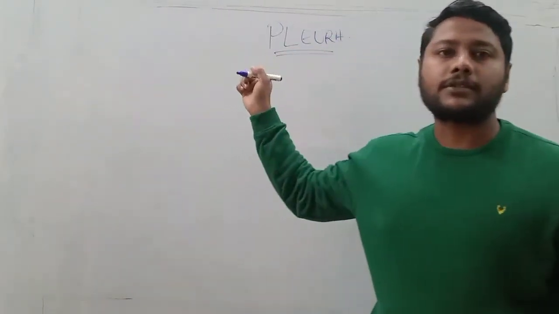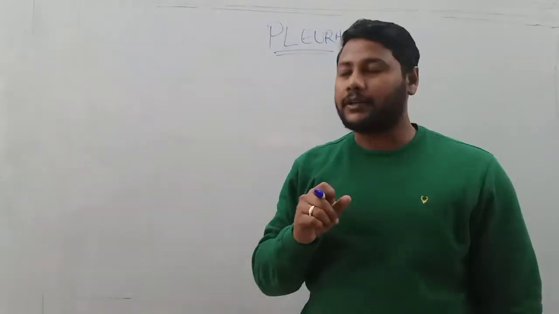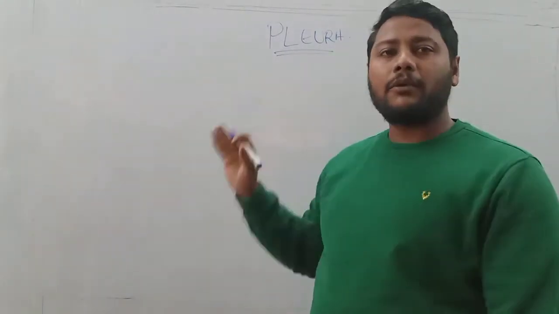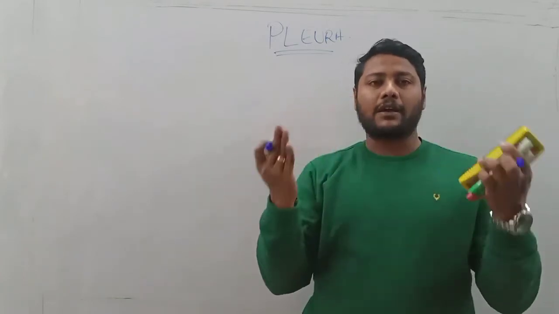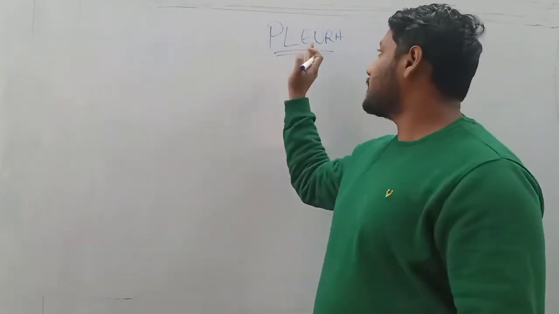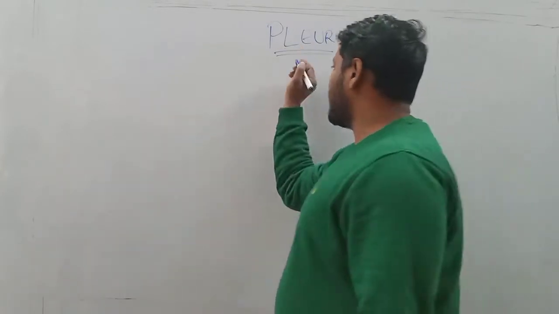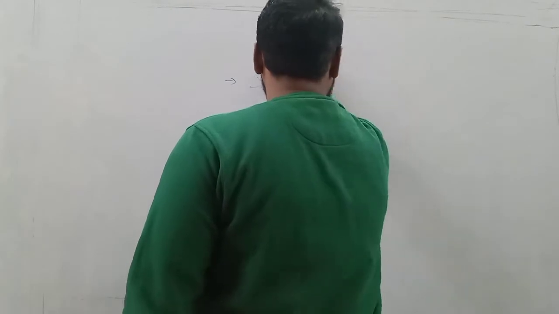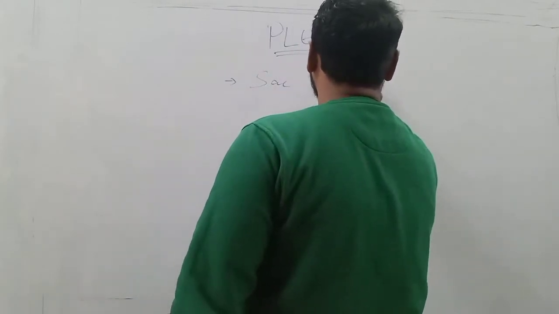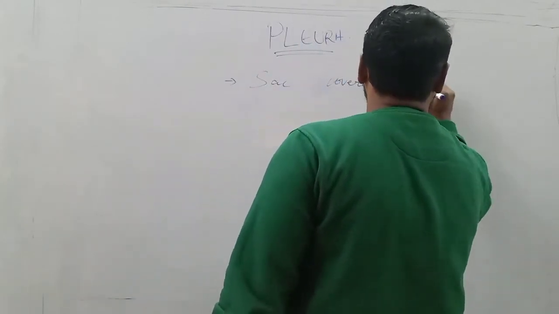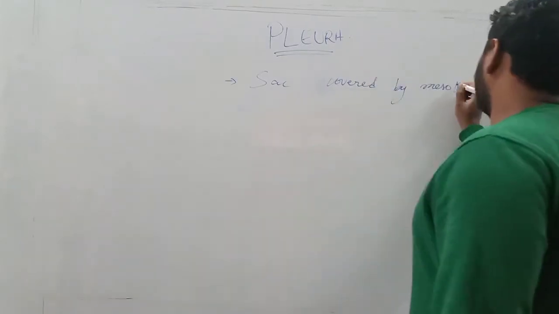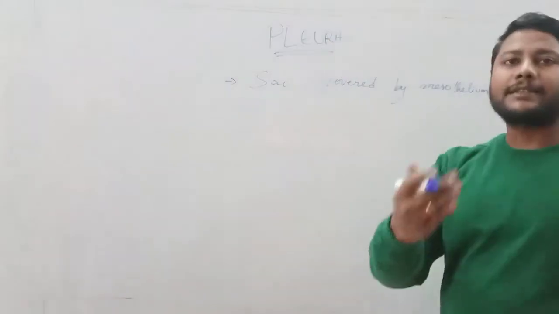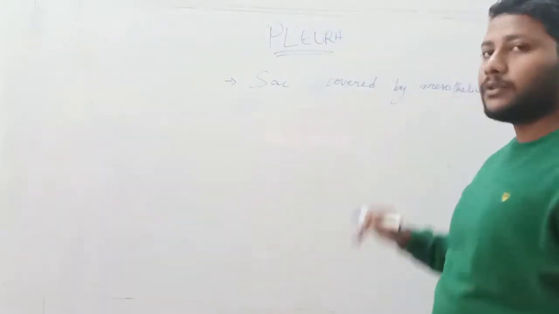Now I will try to keep this topic as short and simple as I can. So what is a pleura? Pleura is basically a covering around the lungs, right? We have a covering around the lungs which is known as a pleura. So this pleura is basically a sac-like structure. It is a sac covered by mesothelium, alright? So pleura is a serous membrane which is covered by mesothelium.